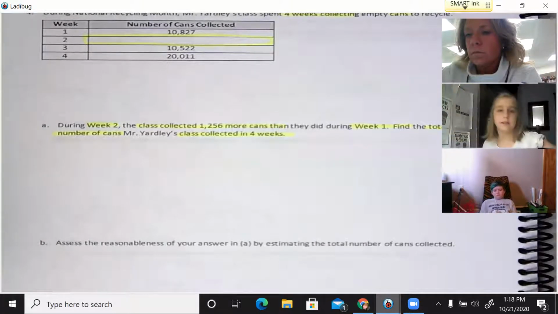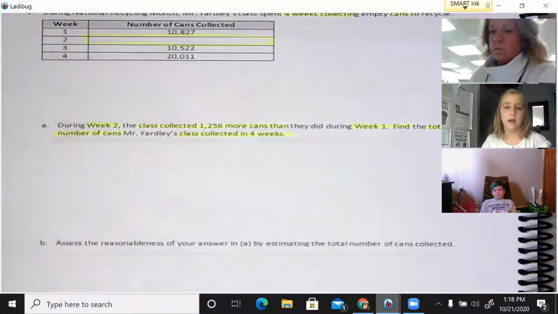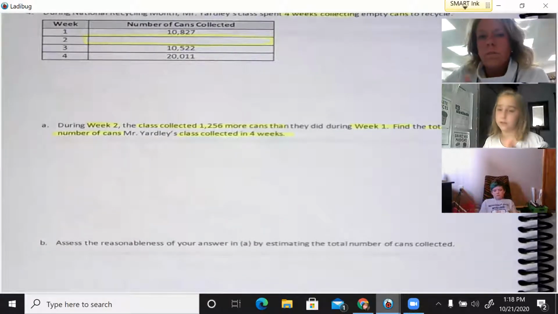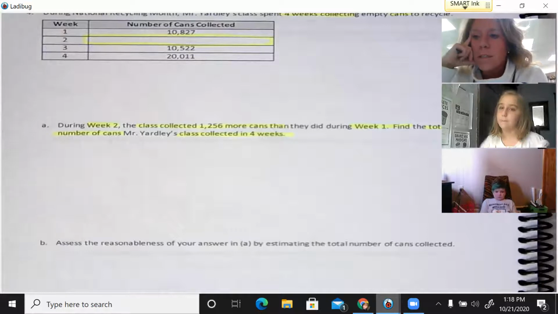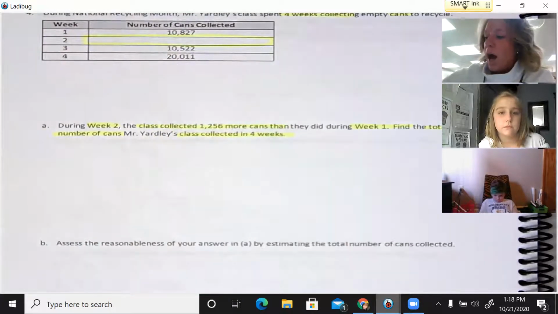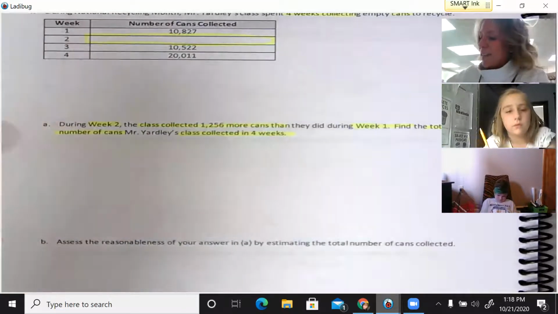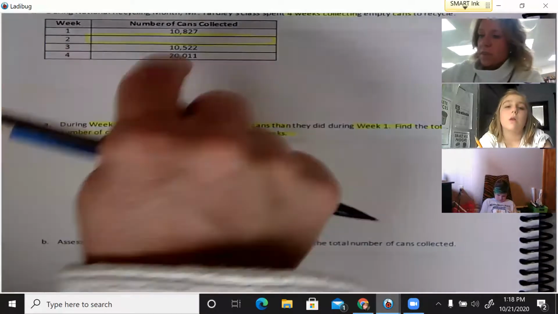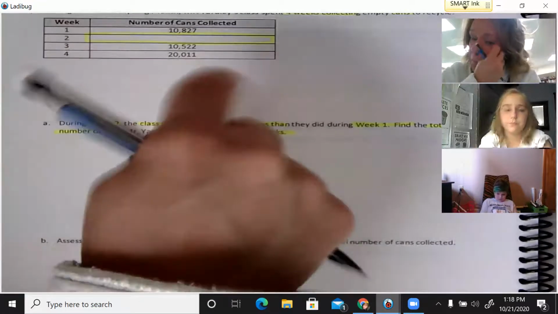Look at week 1 and see how much there was, and then add 1,256 to it. Well, you're not listening to the question. I want to know how you can use this chart, not to figure out anything about week 2. I want to know how we're going to use this chart to answer the question. The question's asking the total number of cans the class collected in 4 weeks. So what would I do with this? How can I use this chart?